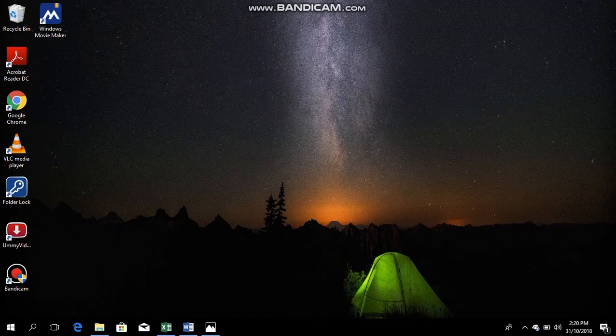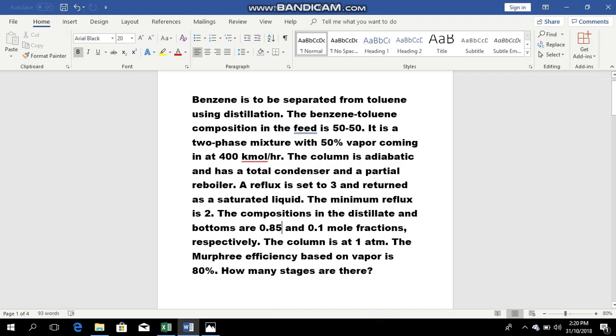Good day, everyone. Today, we will discuss a distillation column problem with a given Murphree efficiency. Here's our problem. We have a binary mixture of benzene and toluene. Each component in the feed is 50%. It is a two-phase mixture with 50% vapor coming in at 400 kilomoles per hour. The reflux is 3 and the minimum reflux is 2.